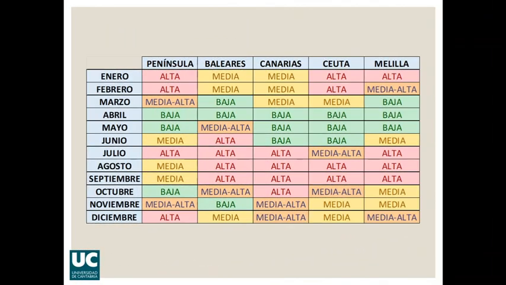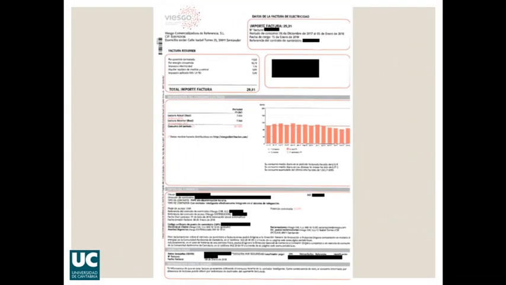In this table, you can see the magnitude of electrical demands in different regions of Spain during the different months of the year. And in this image, you have a real electrical fee for a particular consumer, where you have all the information that you receive with your particular fee from an electrical company, that in this case is Viesgo.